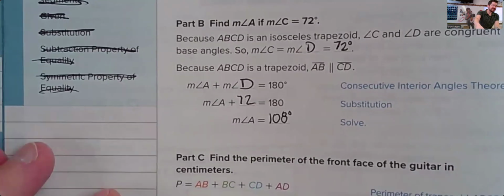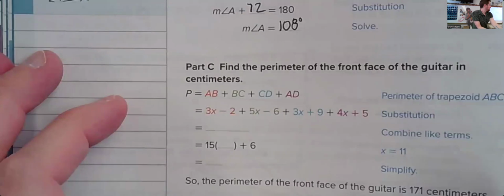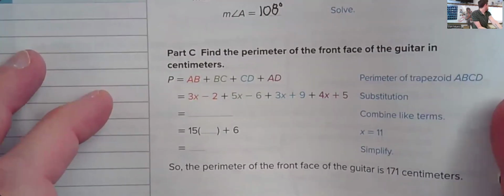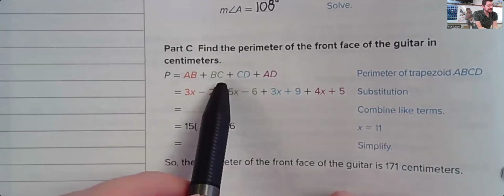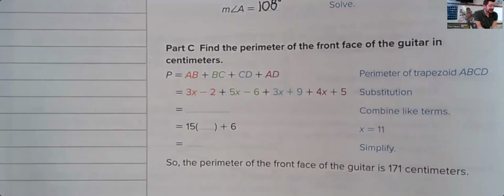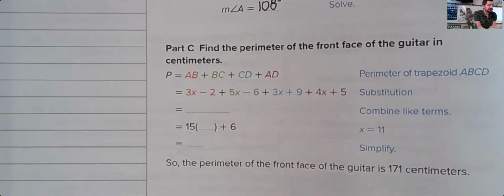All right, part C. Find the perimeter for the front face of the guitar. We should just be adding all four sides together. AB plus BC plus CD plus AD. We know that x is equal to what? We solved for it in that little proof. What was x equal to? What was it? x equals what?